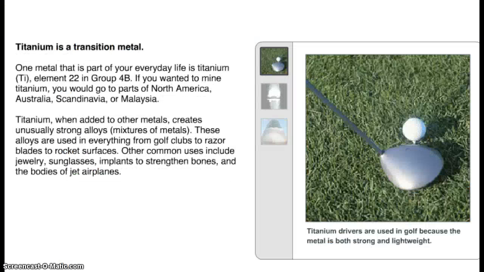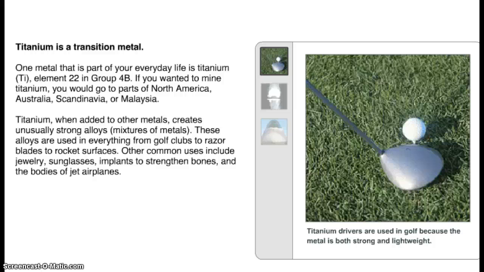Titanium is a transition metal. One metal that is part of your everyday life is titanium, abbreviated Ti. Element 22 in group 4B. If you wanted to mine titanium, you would go to parts of North America, Australia, Scandinavia, or Malaysia.